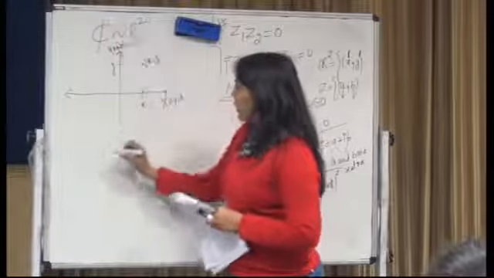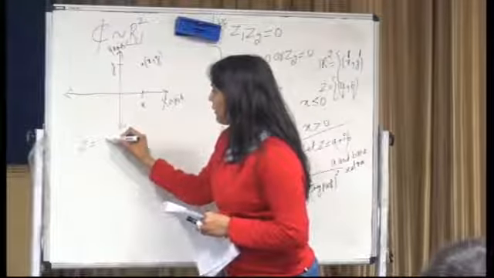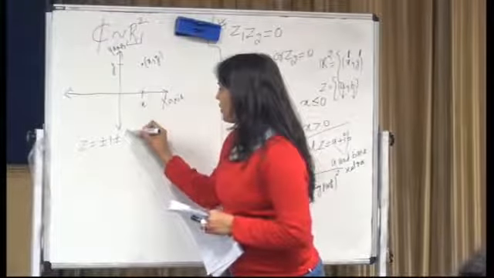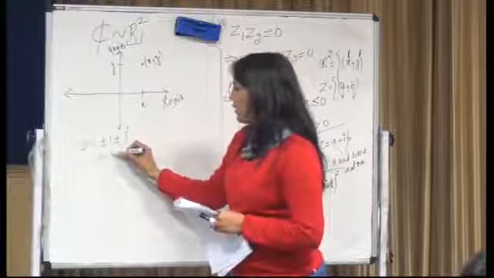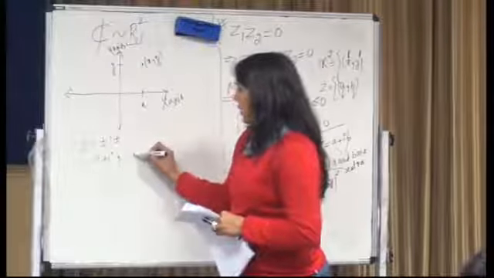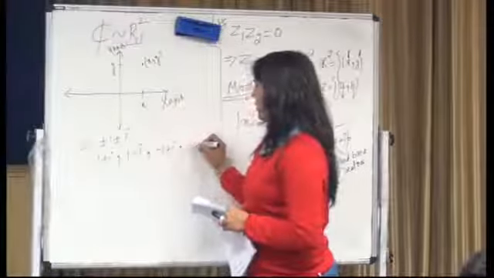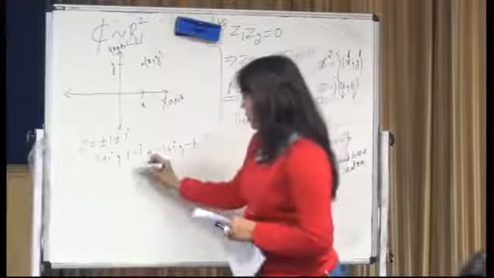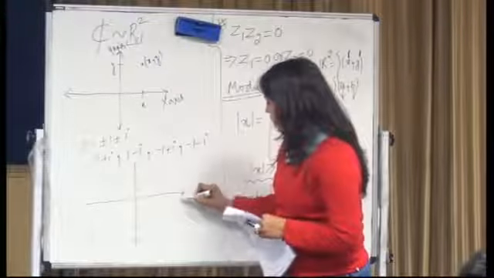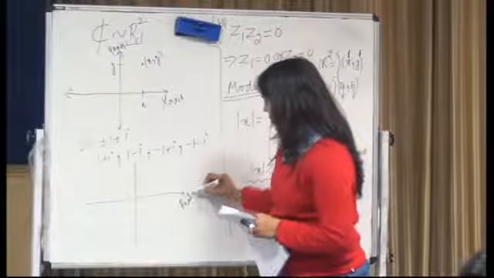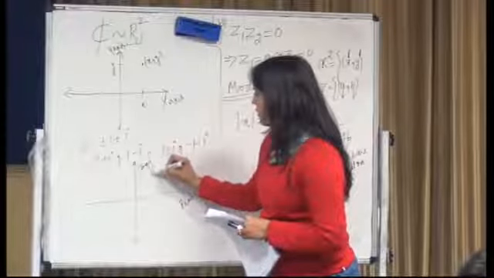Now I am taking 4 points, which are plus minus 1 plus minus iota. How many points are there? 4 points. One is 1 plus iota, another one is 1 minus iota, minus 1 plus iota, then minus 1 minus iota. Now draw the points in the complex plane. The only difference is this is now the real axis and this is the imaginary axis.